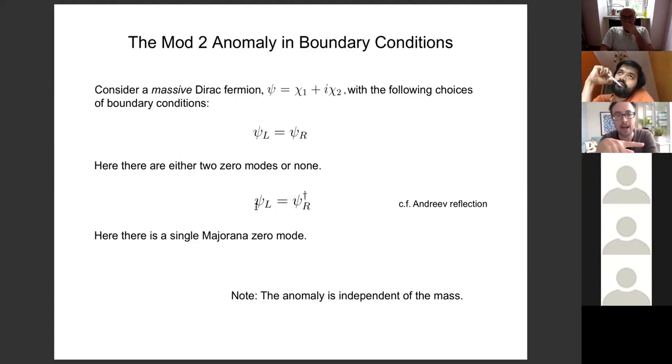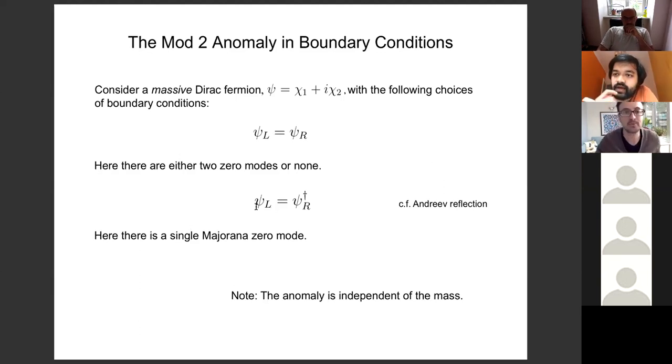I've introduced the mass on the past two slides for the fermion. It was purely as a crutch. The nice thing about the mass is it shows the inconsistency of this localized zero mode. But as always, anomalies are independent of the mass. And so moving forwards, I'm going to set the mass to zero, but these anomalies are still going to survive.